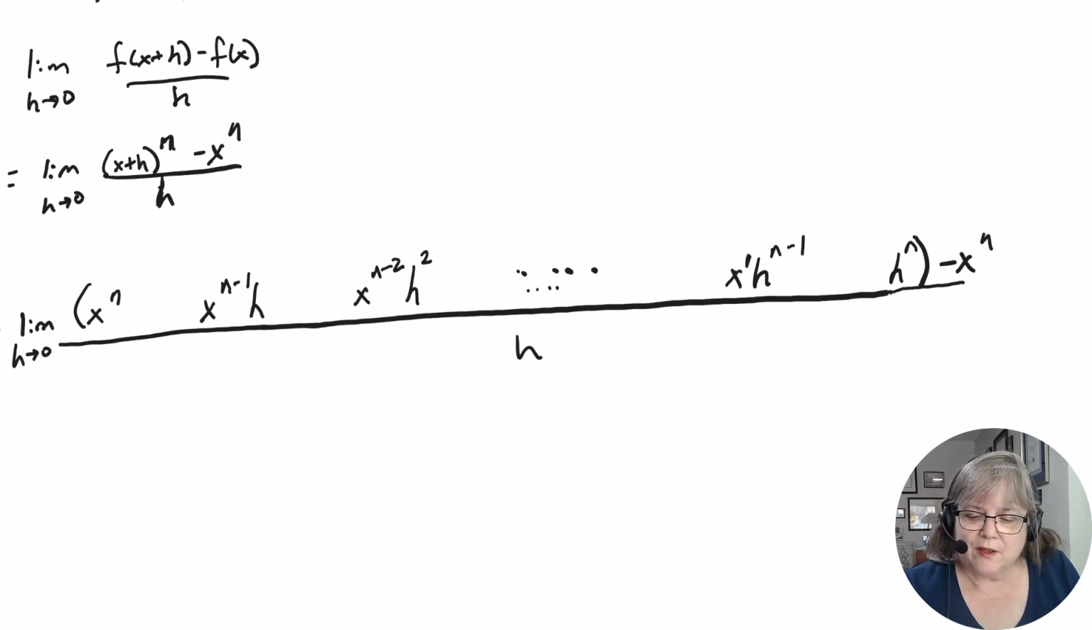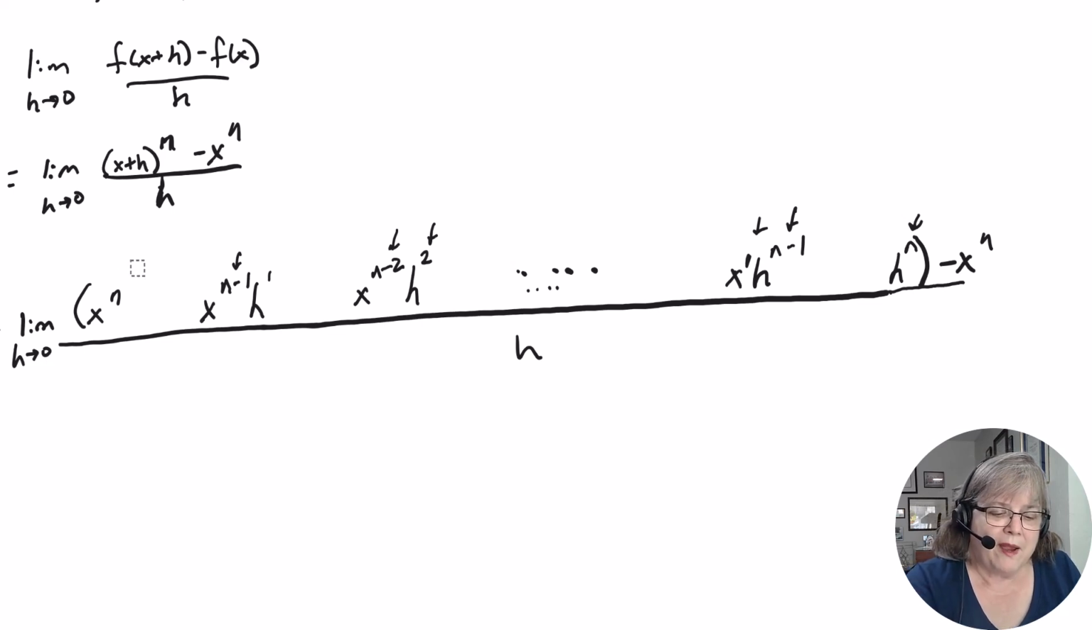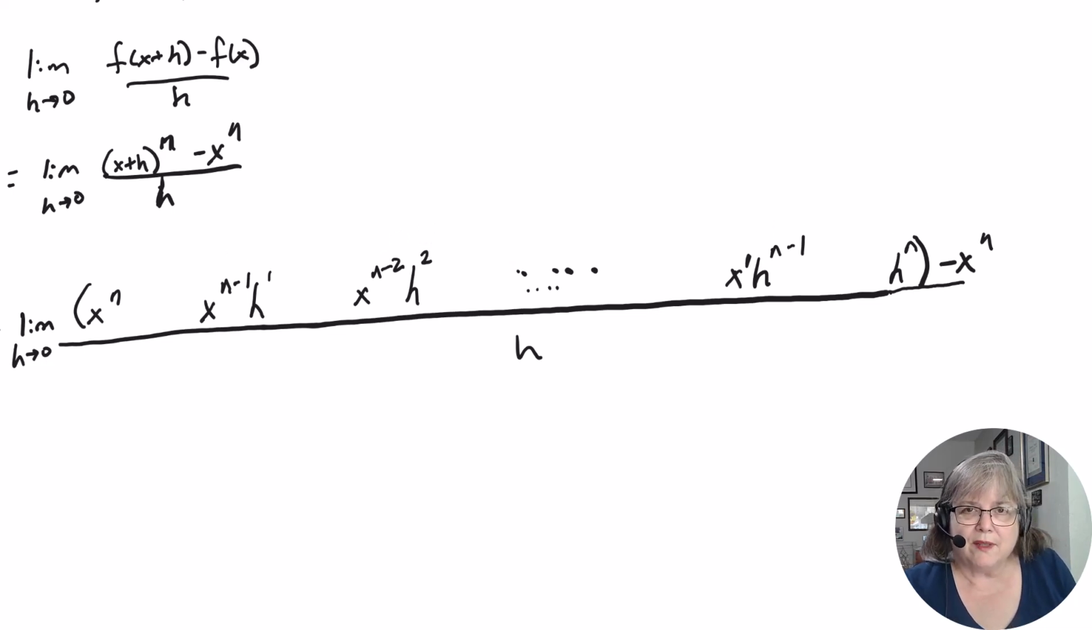Now, I want you to notice that each one of these terms, the power adds up to n if you look at the 2. So here's a power of n. N minus 1 plus 1 is n. N minus 2 plus 2 is n. N minus 1 and an understood 1 make n, and this is n. So the powers, the degrees of the terms should all sum to n.